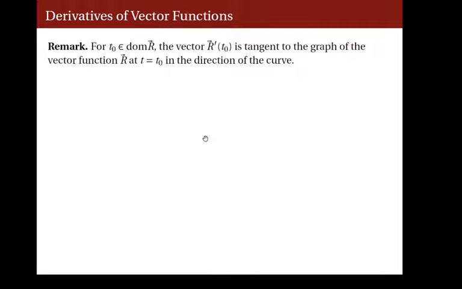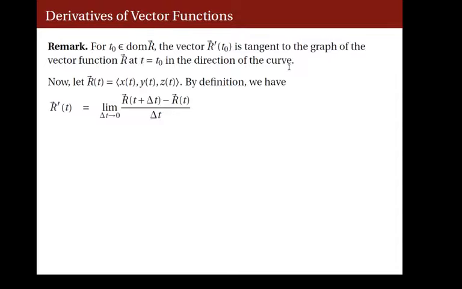Now some remarks. For a point t0 in the domain of R, the vector R prime of t0 is tangent to the graph of the vector function R at t equals t0 in the direction of the curve. Now let us recall that R prime of t is given by the limit of this difference divided by delta t. Now let us suppose that R of t is given by the functions x of t, y of t, and z of t as the coordinates of R.